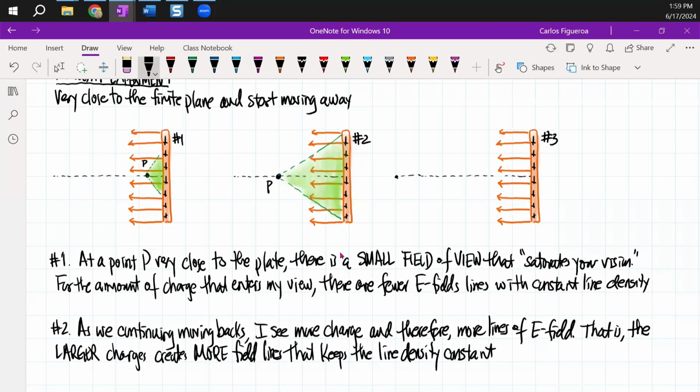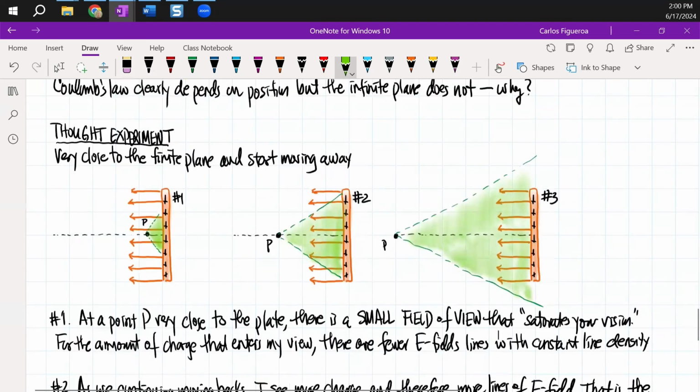If I pick a point P out here, now what happens is that as my field of view increases, there's a point where the amount of charge stays fixed. And as it stays fixed, it means that I'm seeing a smaller charge density, excuse me.